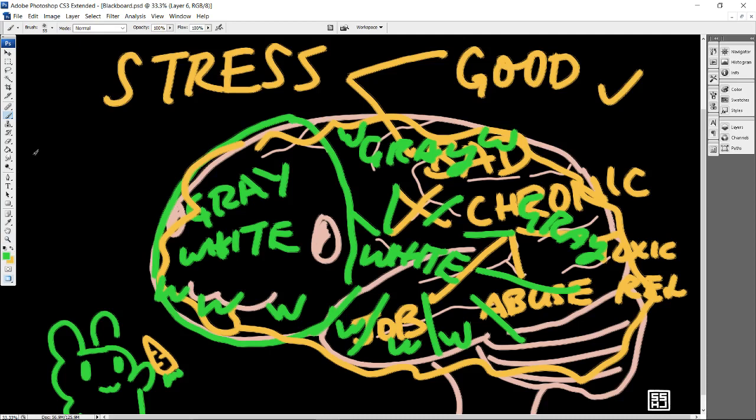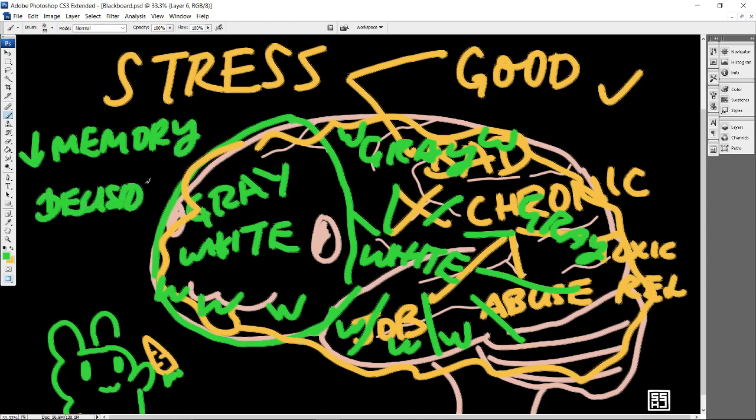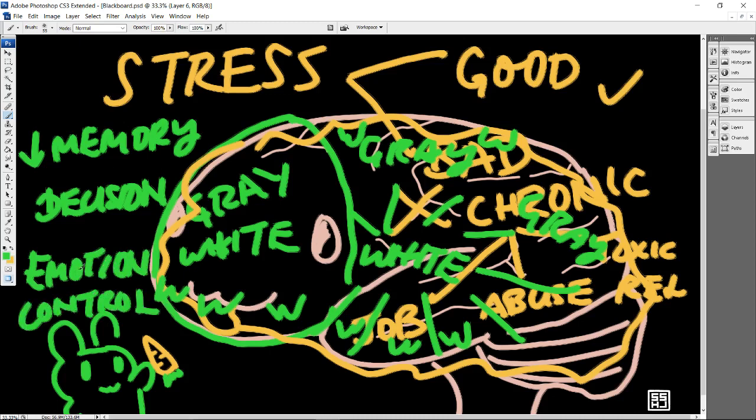Okay, let me write this down. So the reduction in memory forming, decision making, and what else? Let's see. Oh, emotional control, of course. Emotional control. And clearly some spatial awareness. Yeah, I should really clean this, but I'm not going to. So there you go. Reduction in these very critical things that generally people need.